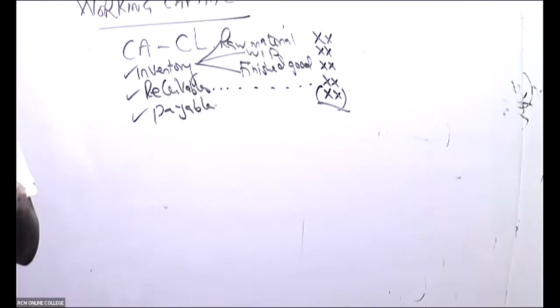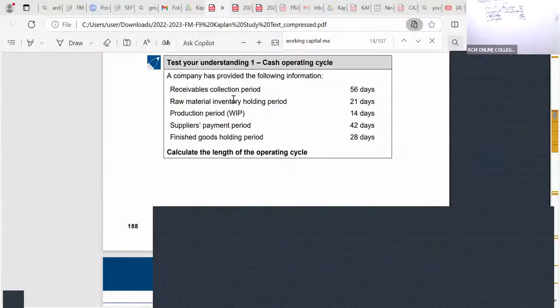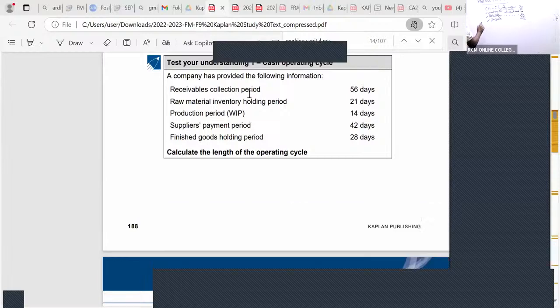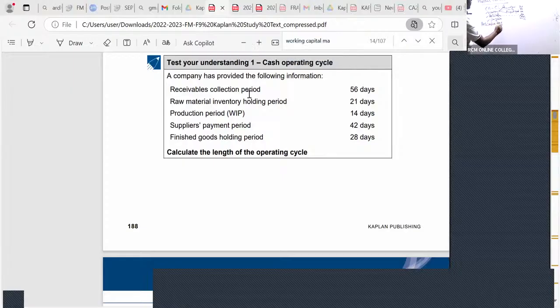Like now the question that we have here, what are they telling us? This is very, very common. You can see we have receivables collection period. I will write receivables days, because instead of using the word period, I like using days. So receivable days, we have 56.